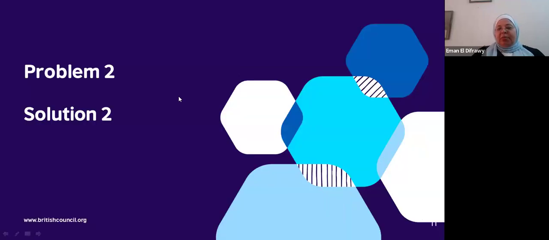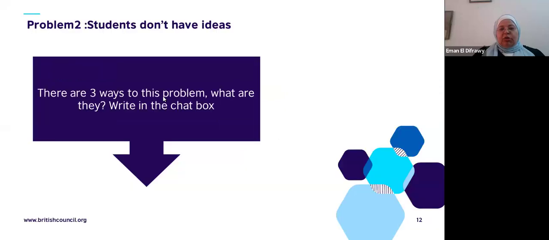So this was problem number 1 and the solution for number 1. Let's go to problem number 2, which is students don't have enough ideas. Can you tell me what you do with your learners? How do you teach them to generate and develop ideas?